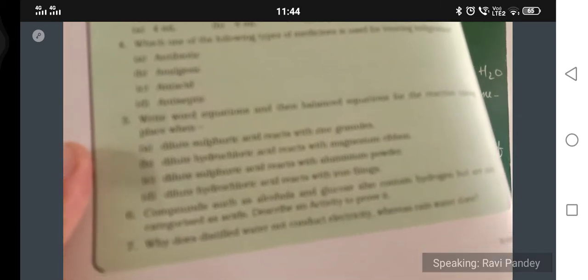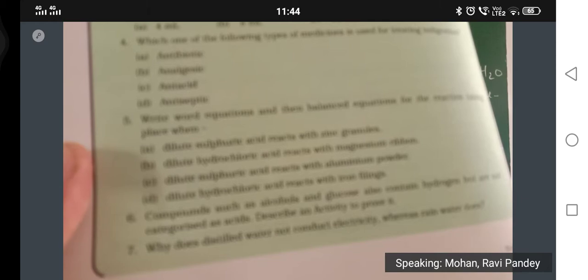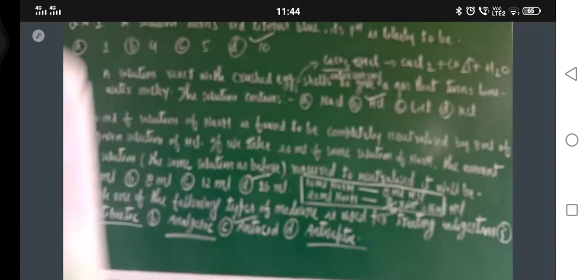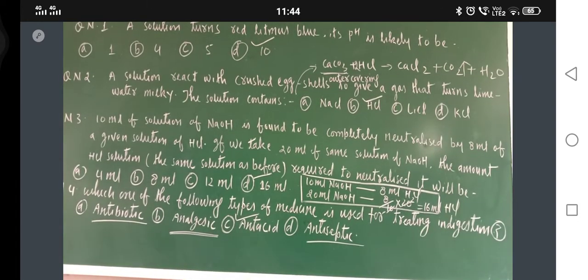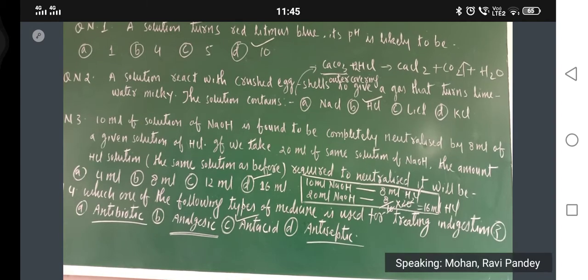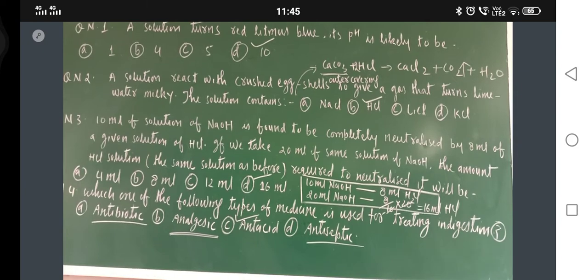just see. Can you read this one? Write word equation and then balanced equation for the reaction taking place when dilute sulfuric acid... Write word equation. Okay. Hello. Please speak. Yes, sir. Okay. So now I will not write the question directly, I will write the answer. Write word equation and then balanced equation for the reaction taking place when dilute sulfuric acid reacts with zinc granules.